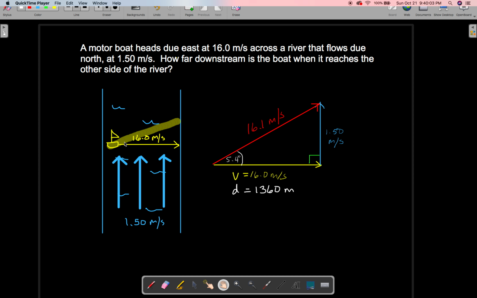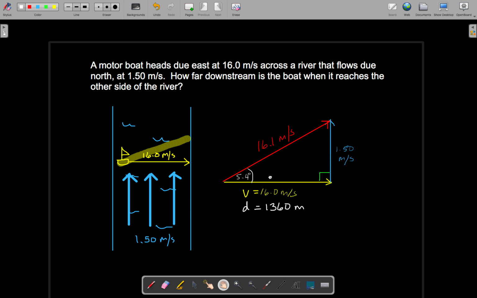We have a motorboat that starts on one side of the river and it's trying to move to the other side. The boat is moving at a pace of 16.0 meters per second. That's the boat's own velocity. However, it's being pushed a little bit off course by the river's current, and the river's current is moving northwards at 1.50 meters per second. And so what I did was I showed these two pathways here on the river.